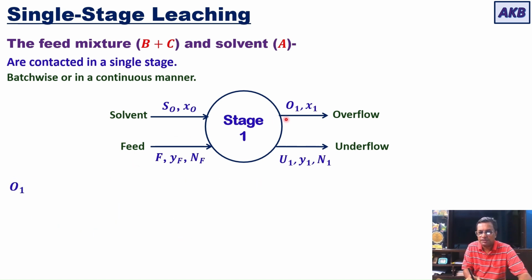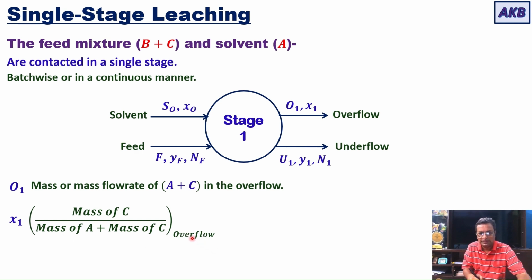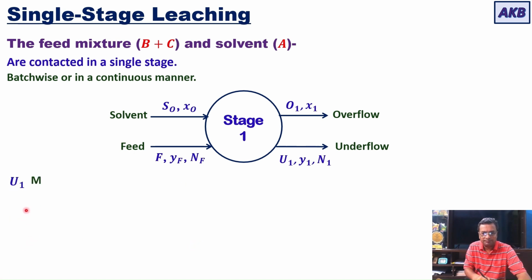Then the other notation is O1. O1 stands for mass or mass flow rate of A plus C in the overflow that is coming out of stage number 1. So O1 is mass or mass flow rate of A plus C in the overflow. X1 is mass of C divided by mass of A plus mass of C in the overflow. That is, it is weight fraction of C on a B free basis in the overflow. Then U1 is mass or mass flow rate of A plus C in the underflow.